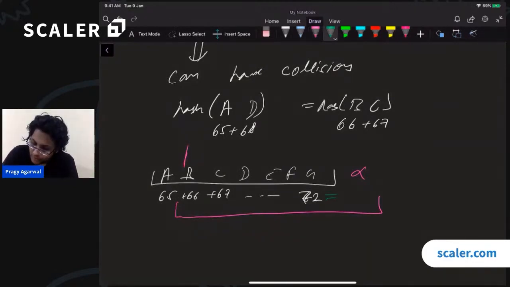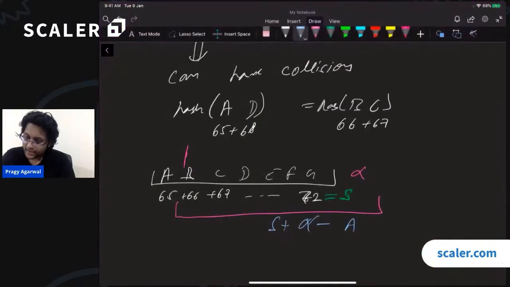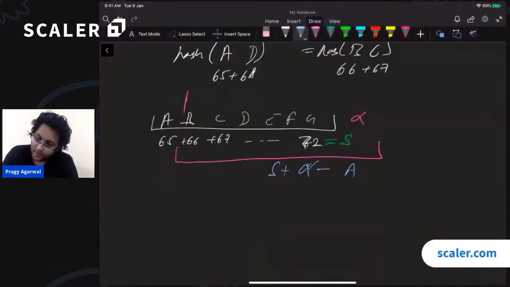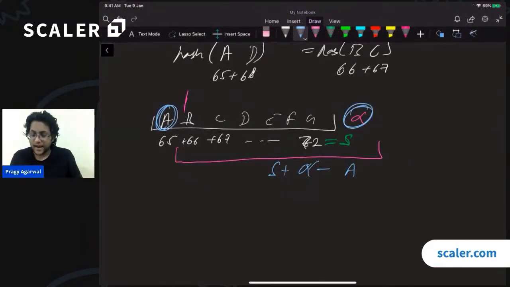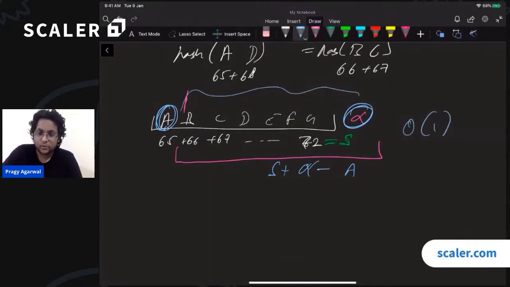Suppose this value was S. Now I can just do S plus the code of the new character minus the code of A. I can use this previous sum, add the code for the new character and subtract the code for A, and I can very simply calculate the hash of this entire chunk. How much time will that take? That will take order of one time only.